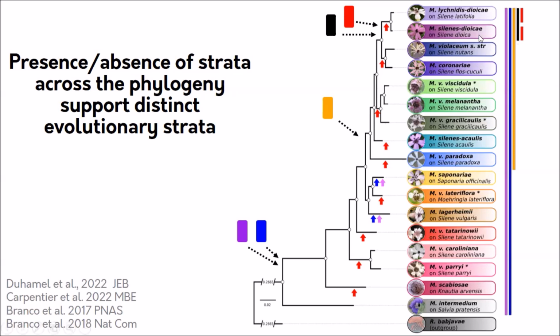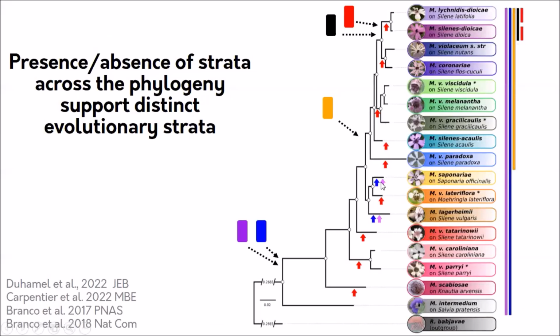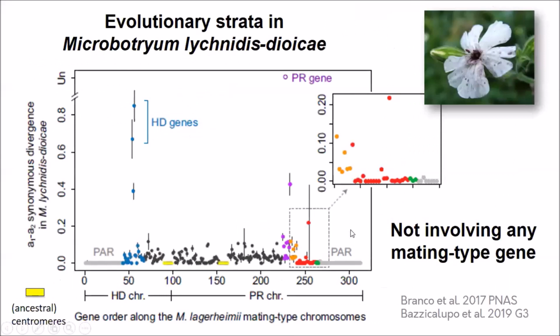And here in this group of species, you have the very recent red and green strata with very low level of divergence, and that are present only in this species. So the level of divergence is not that high, but actually, this is the ancestral gene order, right?